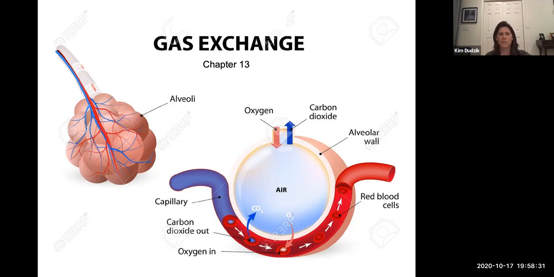And then when our bloodstream is at our tissues, remember that our tissues make carbon dioxide, and so we want to get the carbon dioxide out of our tissues into our bloodstream and then take that to our lungs so we can exhale it out. So what I just described to you is gas exchange. Really it's just a simple diffusion of these gases, oxygen and carbon dioxide, down what's called their partial pressure gradients.